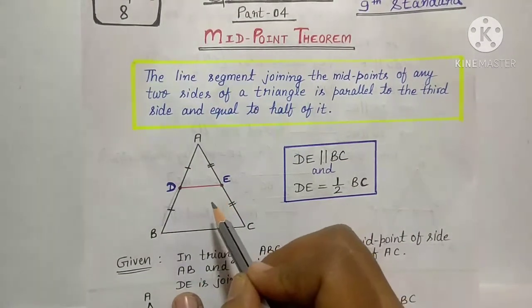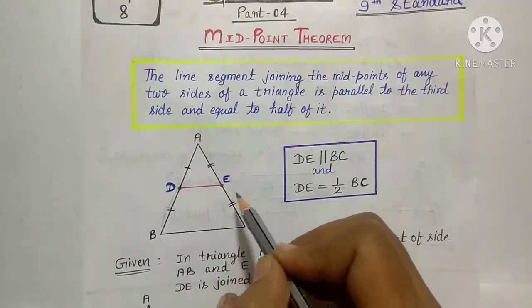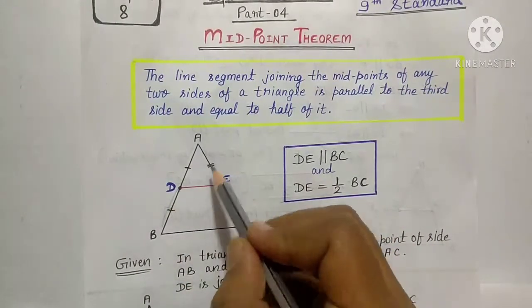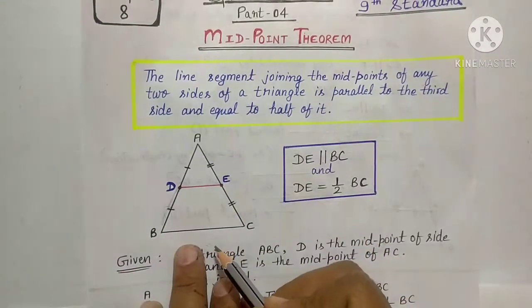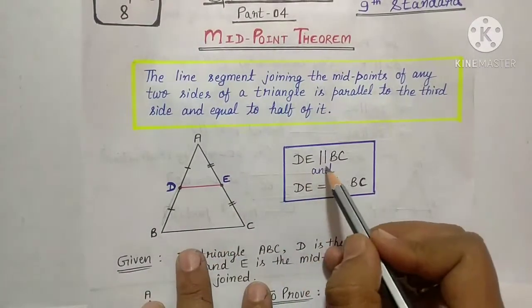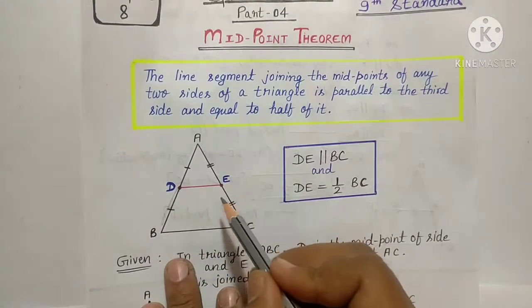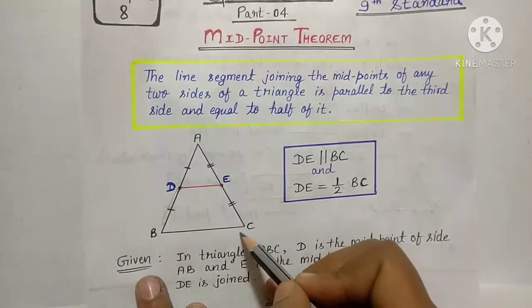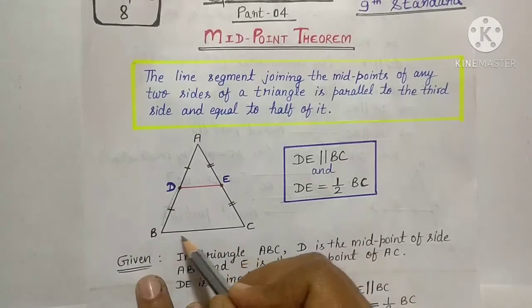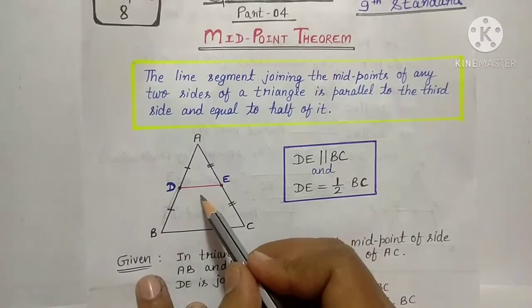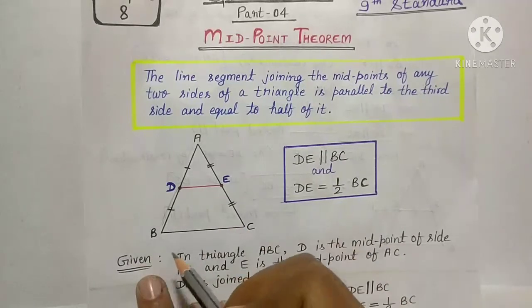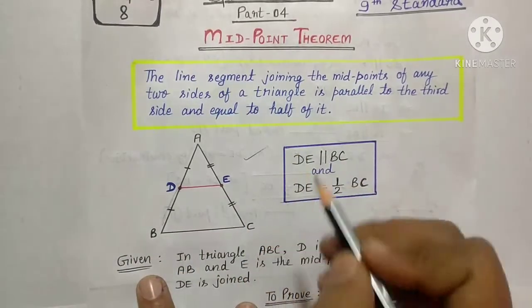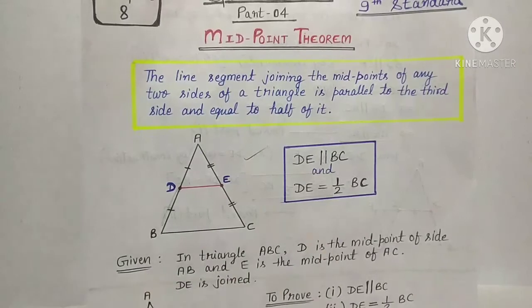So when the line segment joins the midpoints of two sides of a triangle, it will be parallel to the third side, that is BC. So DE will be parallel to BC, and DE will also be half of BC. If BC is 8 centimeter, then DE will be 4 centimeter. If BC is 10 centimeter, then DE will be 5 centimeter. This is the midpoint theorem. Now we can prove this theorem also.